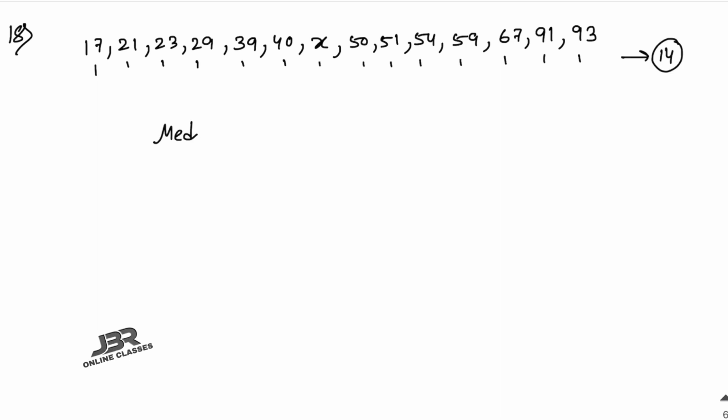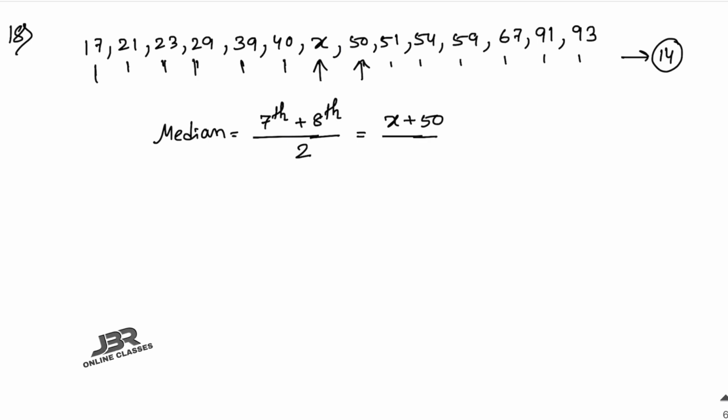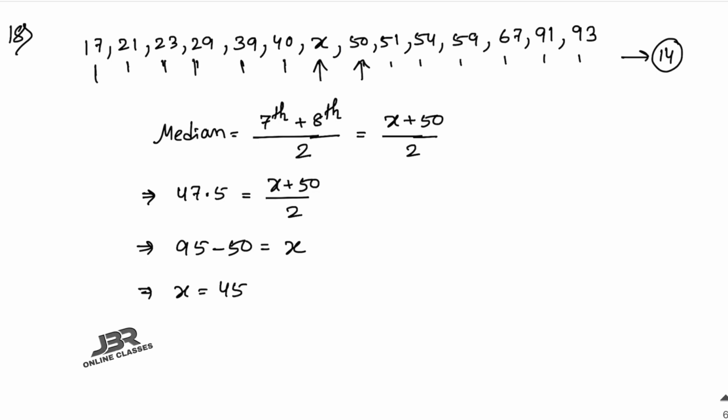So median equals, for 14, an even number, the 7th observation plus the 8th observation divided by 2. The 7th observation, 1 2 3 4 5 6 7, is x, and the 8th is 50, so (x plus 50) by 2. According to the formula, median 47.5 equals (x plus 50) by 2. So 47.5 into 2 is 95, and 95 minus 50 equals x. So x equals 45 as your answer.